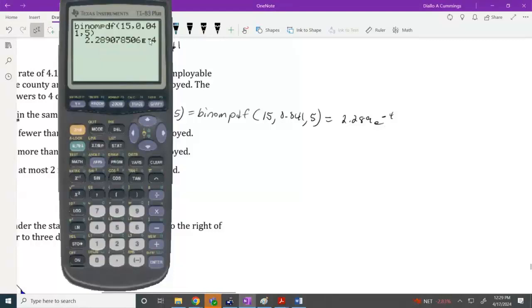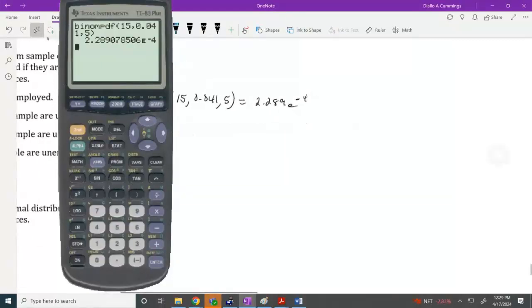I did these in the office, and this e popped up. So here's what that looks like. If I take 2.289, and since this exponent is negative, I move the decimal once, twice, 3 times, and 4 times. So I'm going to add filler zeros. So I get 0.000229.